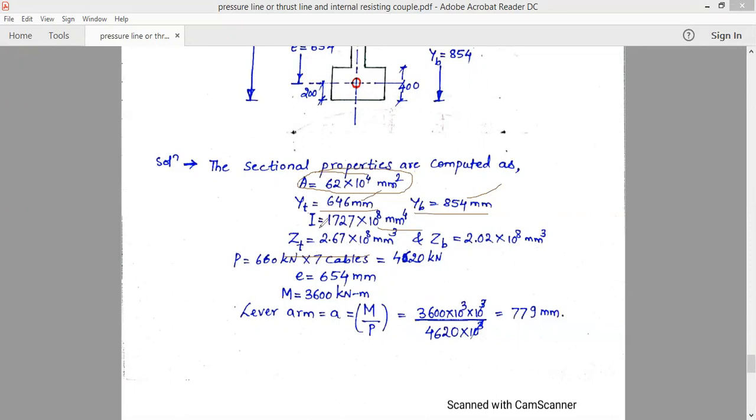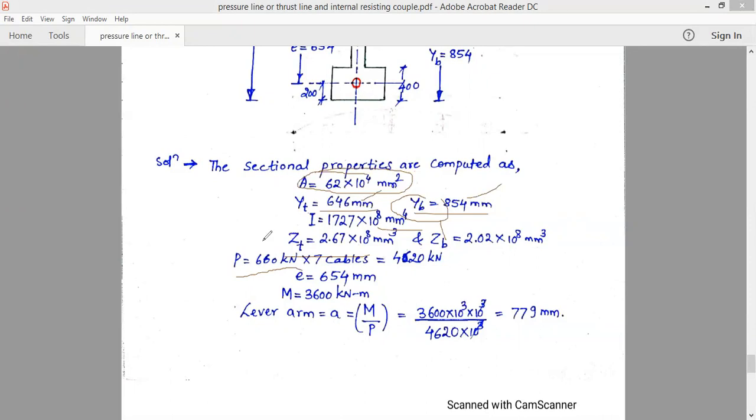And similarly I by yt, that is zt, and I by yb, that will be zb, we have calculated, and zt is 2.67 into 10 to the power 8 mm cube, and zb value is 2.02 into 10 to the power 8 mm cube. And similarly we have the value of P, for each cable it is 660 kilonewton, and there are total 7 cables, so total force applied will be 4620 kilonewton.